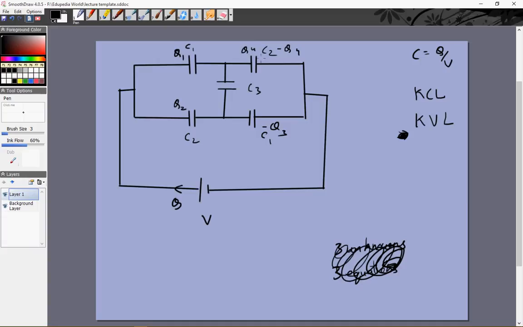So this has Q4, this has Q3, this has minus Q1, this has minus Q2. All I've done is assume 5 different charges on 5 different plates and then the equal and opposite charge on the other plate. In this, I haven't assumed. I'm not sure which of these two will be at a higher potential. I can just assume one of the two, and if the answer is the opposite, it will give me a negative sign. So let's assume this is Q5 and this is minus Q5.